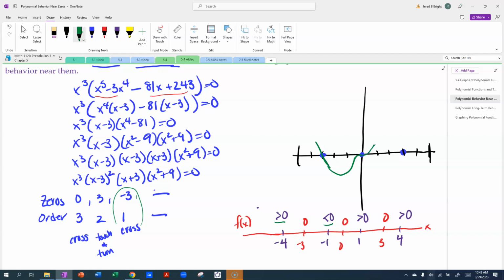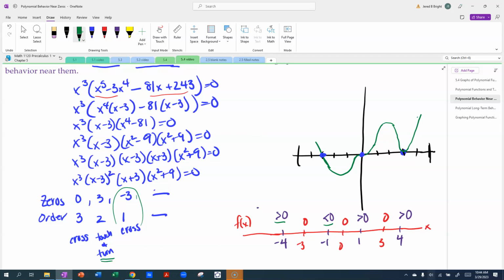And then at 3, what do I know? It's going to be positive on the right side. And at 3, what happens? It touches and turns around. So it comes up, maybe something like this, flattens out, and then turns around and goes up like that. So something like that is how it behaves at and near the zeros.